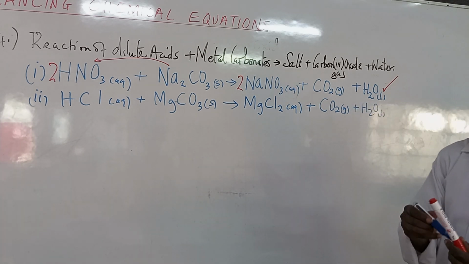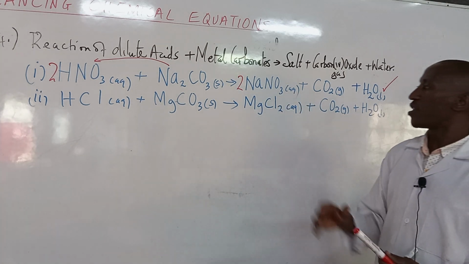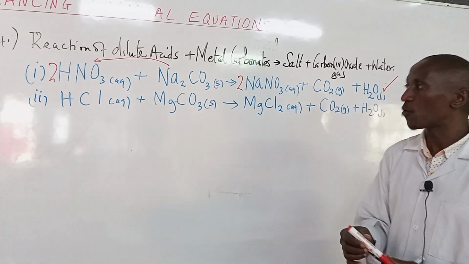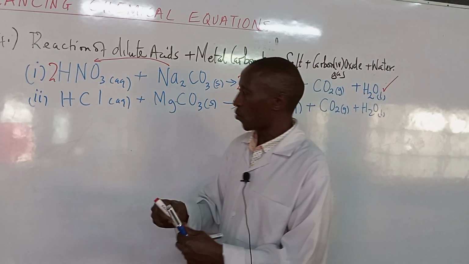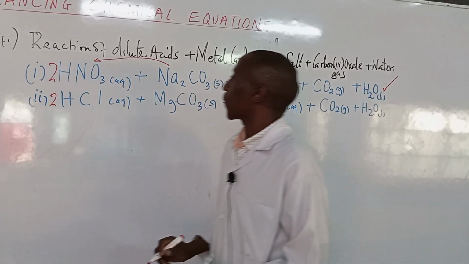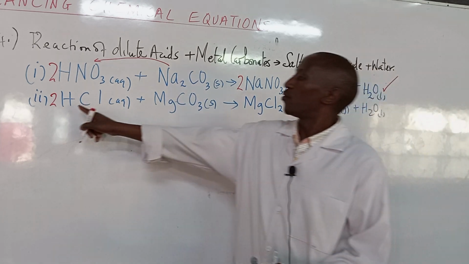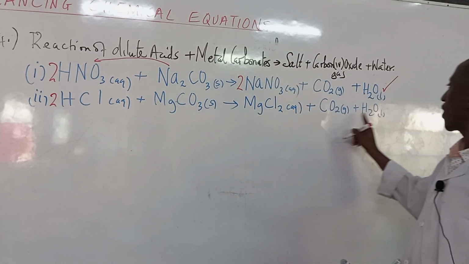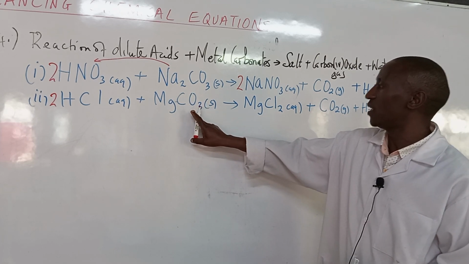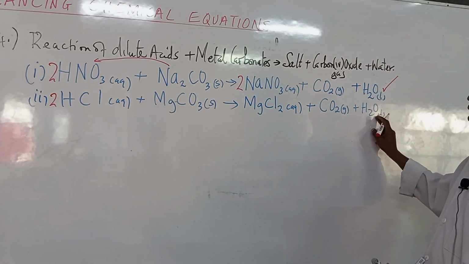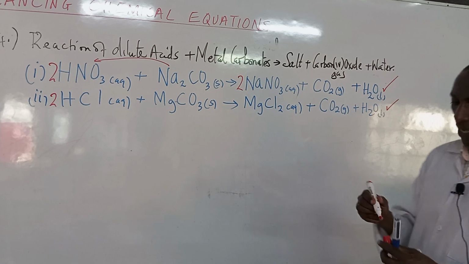So we need to check on the numbers of atoms in each case. We have 2 chloride atoms. Here we have 1. So we put a 2 here. It creates 2 hydrogen atoms. We check. We have 2 of them here. We check on the oxygens. This one's 3, 2 plus 1, and that is balanced.